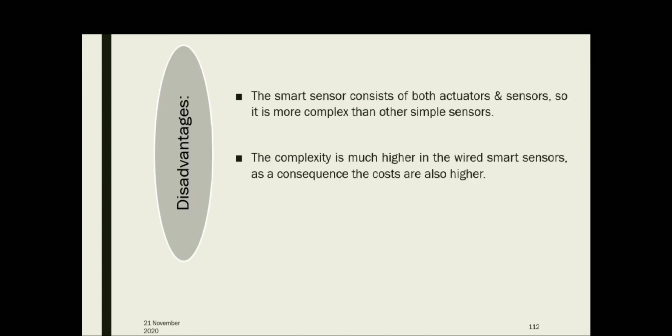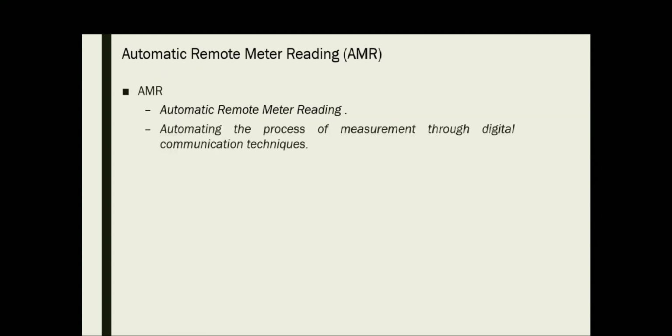So the disadvantages of a smart sensor: the smart sensor consists of both actuators and sensors, so it is more complex than other simple sensors. The complexity is much higher in the wired smart sensors. As a consequence, the costs are also higher in a smart sensor.